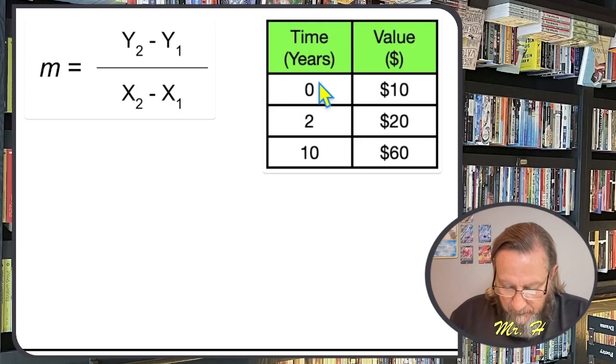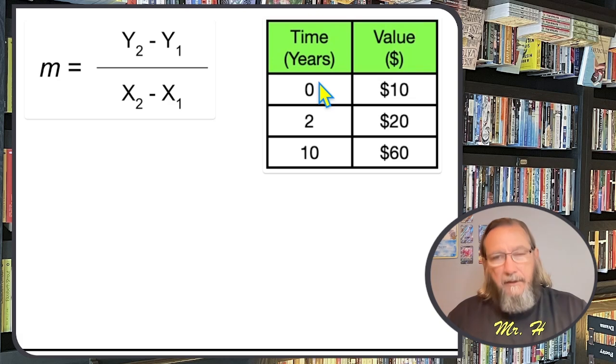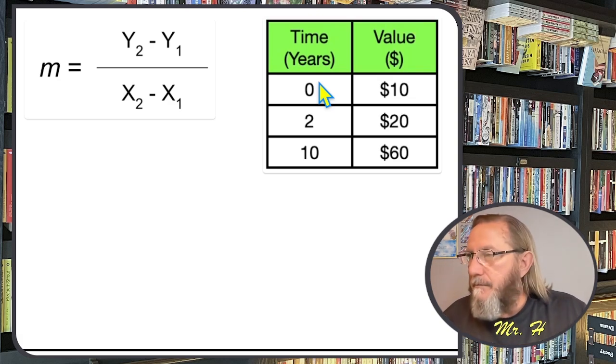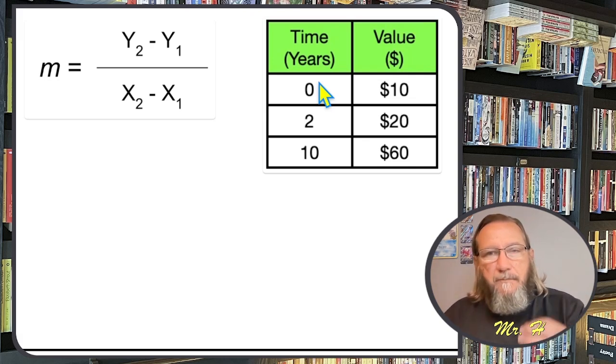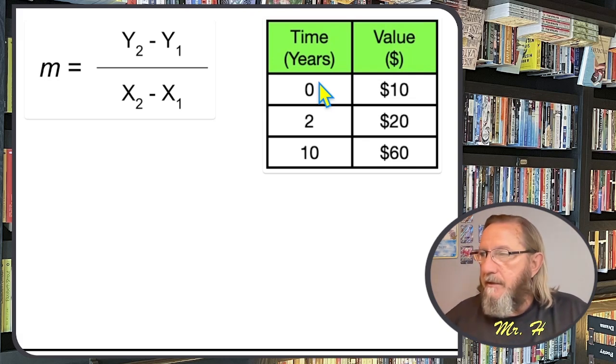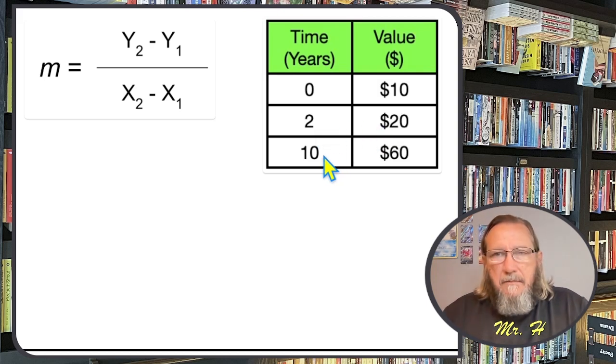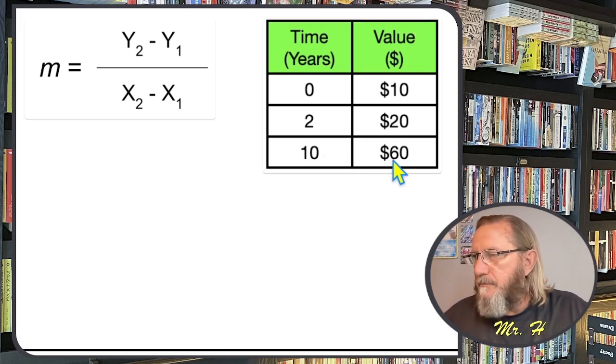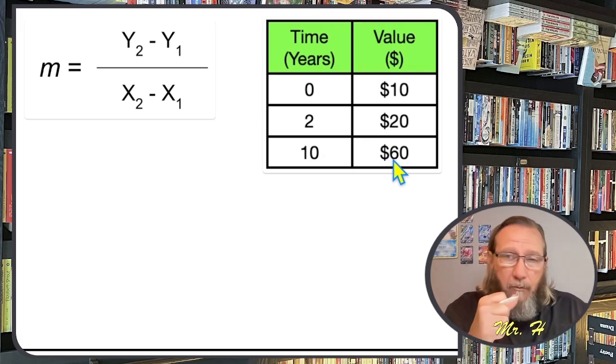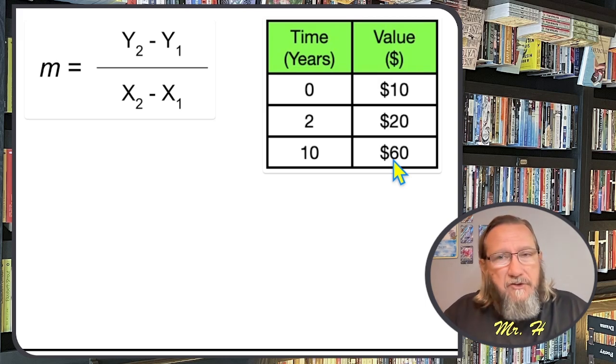In this particular table, we are reporting data relative to the value of a baseball card. When you first purchase the baseball card, it's going to be time of 0. Its value is going to be $10. After 2 years, that value is going to be $20. And after 10 years of laying in some folder or some display case somewhere, it's going to be worth $60. What we want to determine is, what is the rate of change?